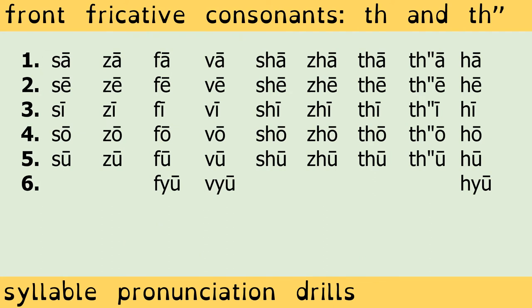Now the syllables are arranged a little differently. Try to say them out loud. You can pause and restart the video when you are ready. Okay? Repeat after me. One. Say, zay, fay, vay, shay, jay, they, hey.